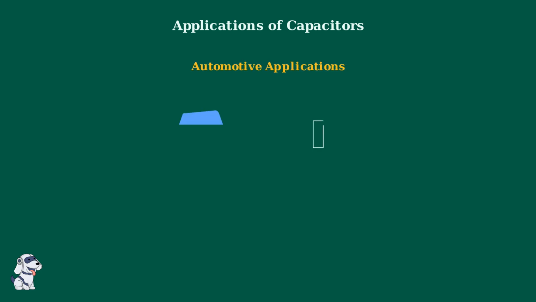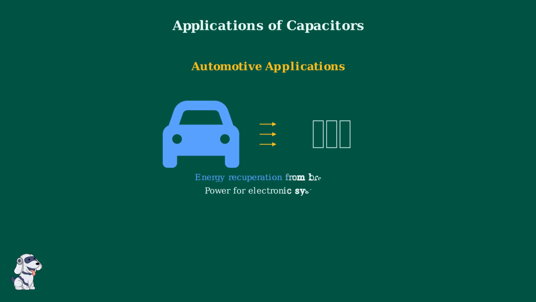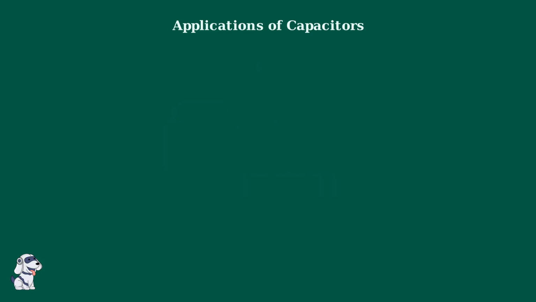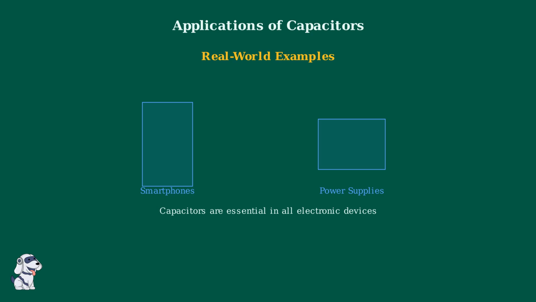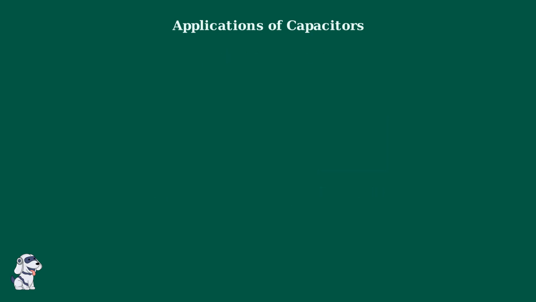In automotive applications, capacitors play crucial roles in energy recuperation systems, especially in electric and hybrid vehicles. They store energy from regenerative braking and provide power for various electronic systems throughout the vehicle. Capacitors are found everywhere in modern electronics, from the tiny capacitors in smartphone circuits that manage power and filter signals to large capacitors in power supplies and industrial equipment. Every electronic device relies on capacitors for proper operation.